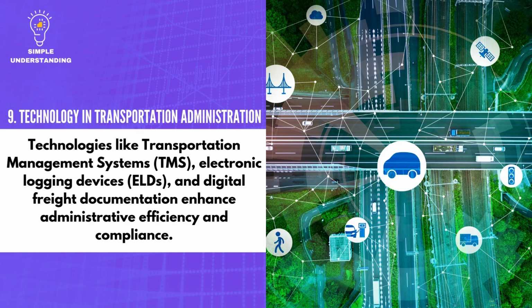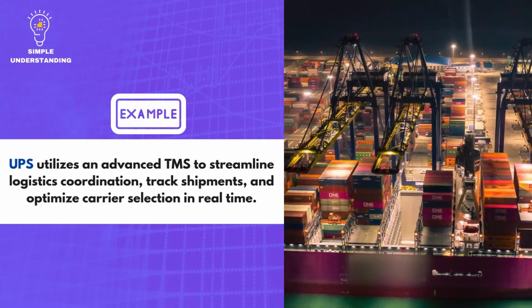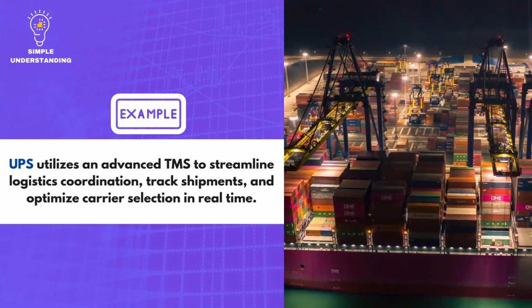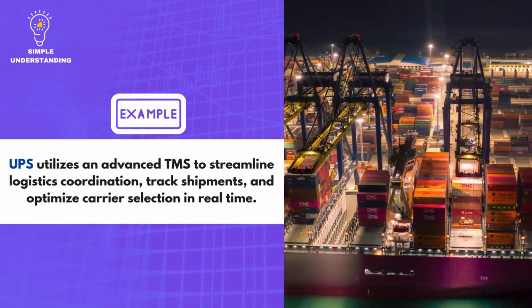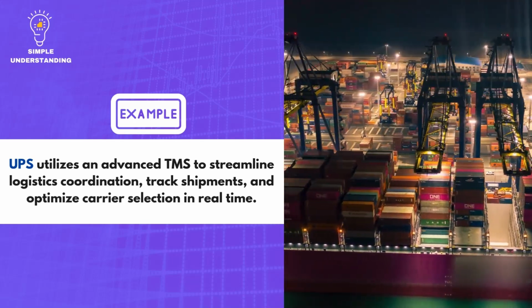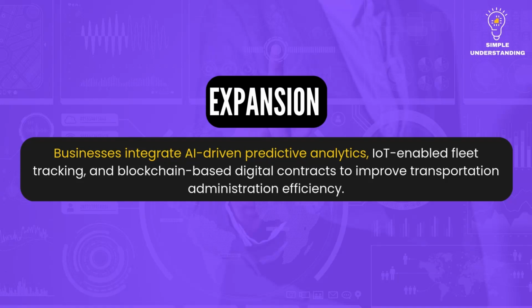Explanation. Technologies like transportation management systems (TMS), electronic logging devices (ELDs), and digital freight documentation enhance administrative efficiency and compliance. Real company example. UPS utilizes an advanced TMS to streamline logistics coordination, track shipments, and optimize carrier selection in real time. Expansion. Businesses integrate AI-driven predictive analytics, IoT-enabled fleet tracking, and blockchain-based digital contracts to improve transportation administration efficiency.